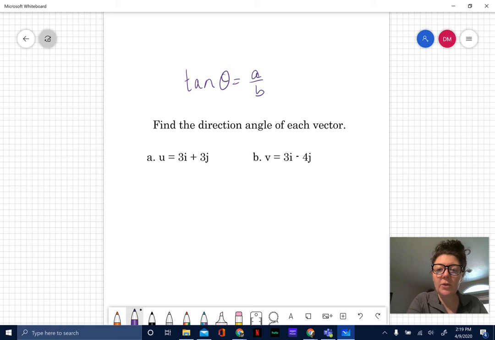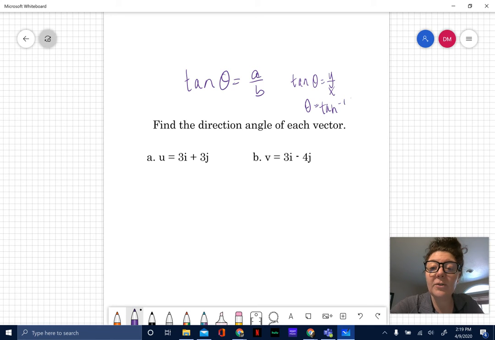Really, the idea you have to keep in mind is that when we studied the unit circle, we already said tangent of theta is equal to y over x. So if you just think about that, we are taking the y component of our vector over the x component, and we're finding the inverse tangent of them.